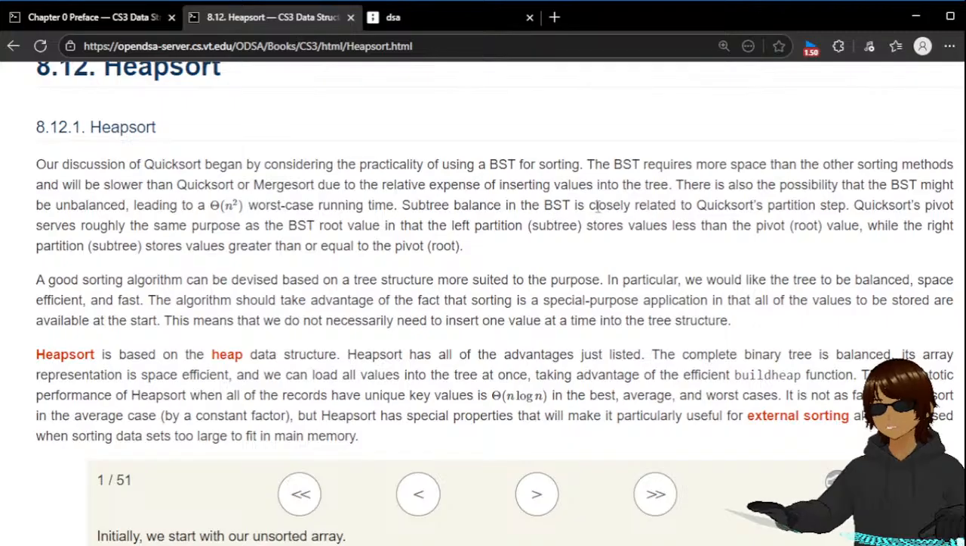Subtree balance in a BST is closely related to quicksort's partition step. Quicksort's pivot serves roughly the same purpose as the BST root value, in that the left partition stores values less than the pivot, while the right stores values greater than or equal to the pivot.